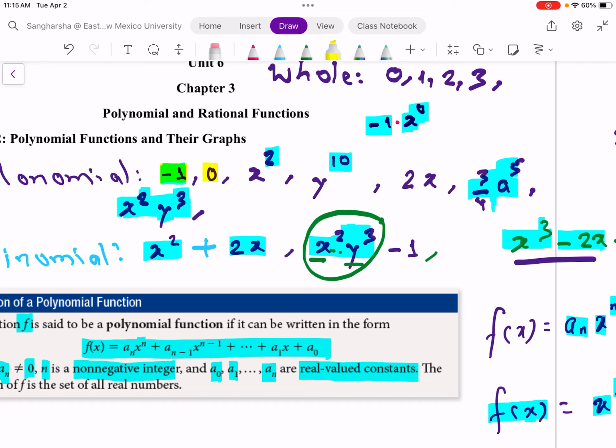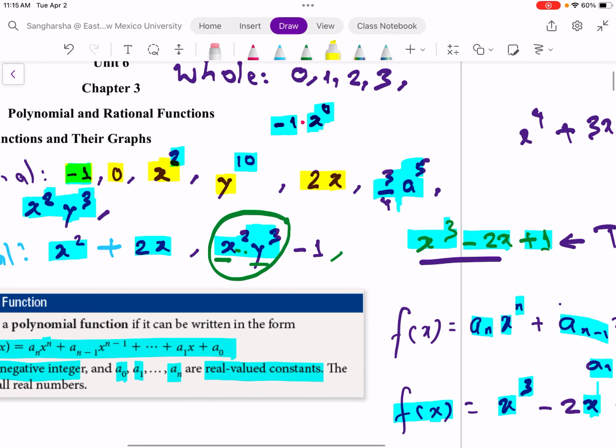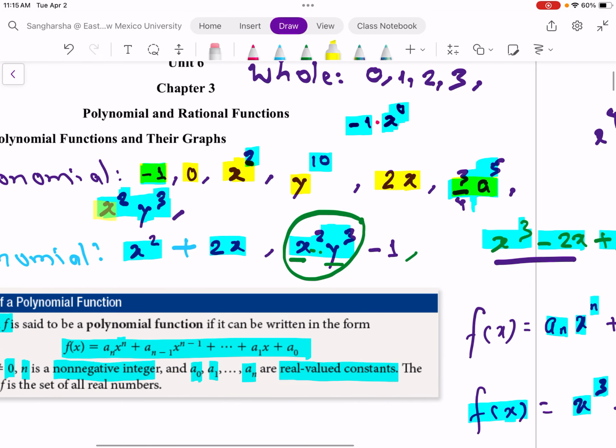What would be the degree for x squared? 2. What is the degree of y to the power 10? 10. What is the degree of 2x? 1. What is the degree of a to the power 5? 5. What is the degree of x squared y cubed? Sum of the exponents of every variable. How many variables do we have? We have 2 variables, x and y. And what is the sum of the exponents? 2 plus 3, that is 5. So 5 is the degree. So if we have a monomial, the degree is the sum of the exponents of each variable.